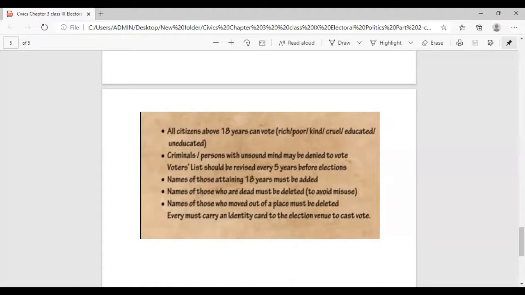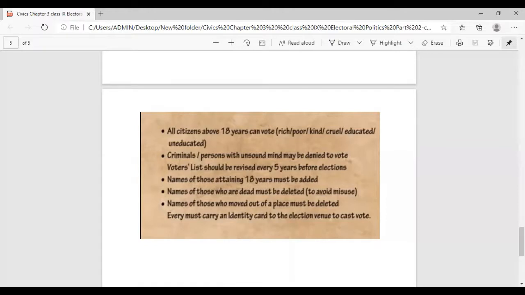And the next point is all those who have moved out of the constituencies need to be deleted from the list. On the election day, only those citizens whose names are on the voters list will be allowed to cast their vote. And that too, they have to carry an election photo ID card so that no one can vote for someone else.